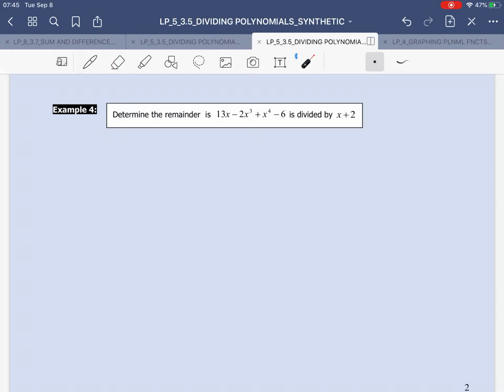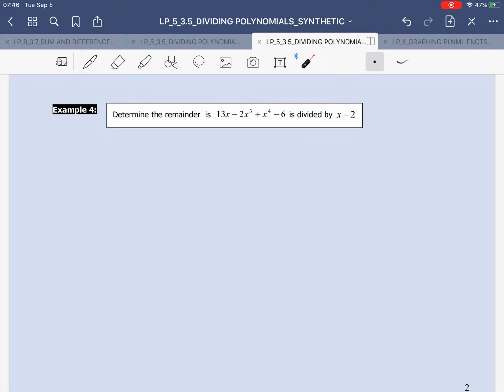Hello and welcome. In this video, I wanted to go over one more example of synthetic division, which I think is slightly different than the previous ones that we have talked about. So let's get started. What we have here is the polynomial 13x minus 2x cubed plus x to the 4 minus 6, and we're dividing it by x plus 2.